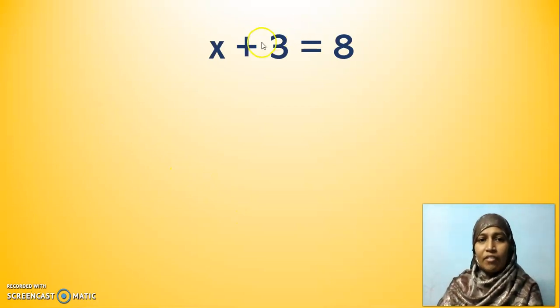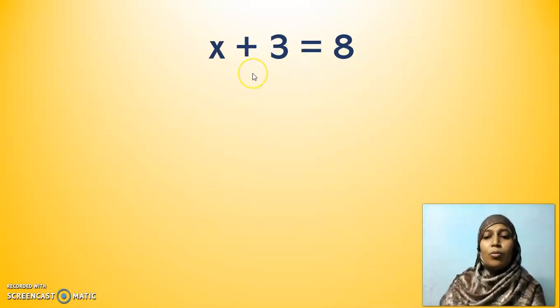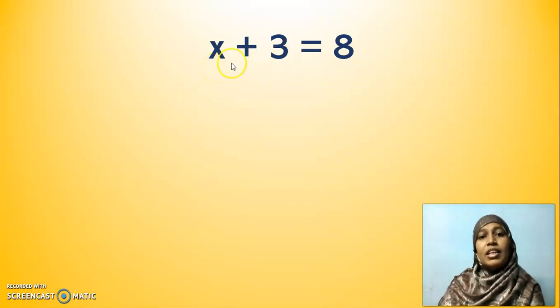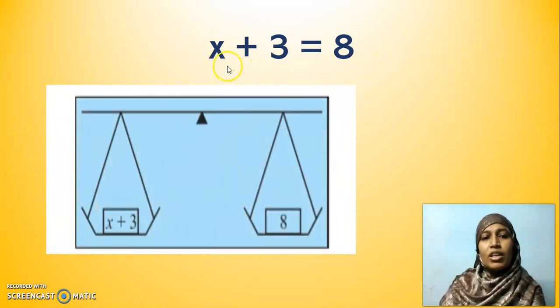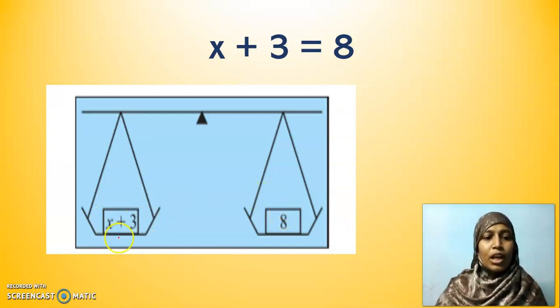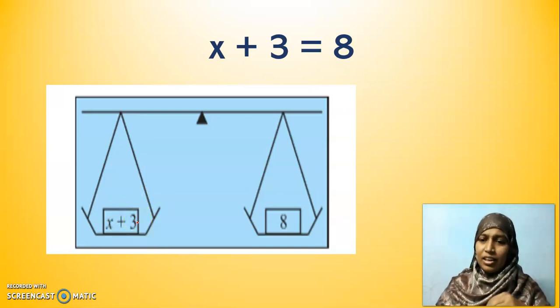Okay, here I have an equation. Now my objective is to find the value of x. It's like a physical balance. What is there in the left hand side of that balance? x plus 3. What is there in the right hand side? 8. My objective is to find the value of x, isn't it? So, I don't want this 3. How to remove this 3? If I erase it, it will go off, isn't it?